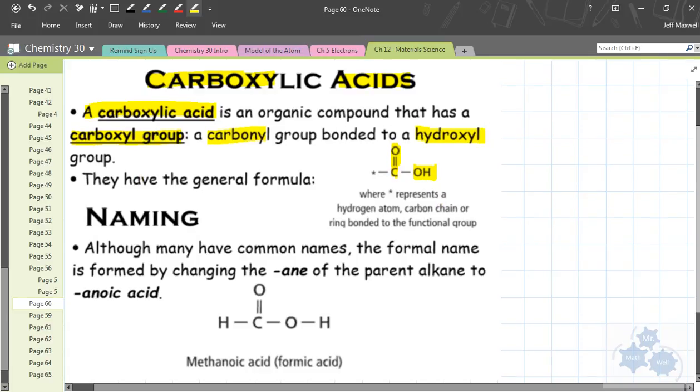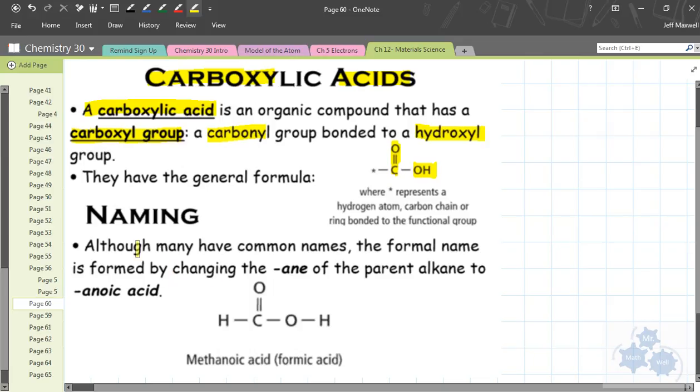So how do we name these carboxylic acids? Although they have many common names, and there will be a lot of common names, the formal name is used by changing the ane at the end of the alkane to anoic acid. Okay, so these are all acidic. Very acidic. I wonder why that would be. Why do you think these would be very acidic, or these would form acids? What do we know about acids? What do acids generally do in solution? Anyone know? Remember?